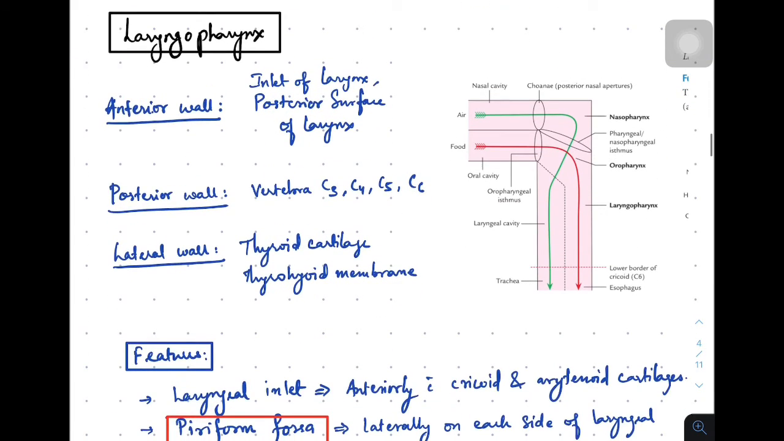Now we'll talk about the laryngopharynx. The anterior wall of the laryngopharynx is formed by the inlet of the larynx and the posterior surface of the larynx. Then the posterior wall is formed by vertebrae C3, 4, 5 and 6, and the lateral wall is formed by the thyroid cartilage and thyrohyoid membrane. As you can see here, the laryngopharynx is behind the laryngeal cavity and it extends till the lower border of the cricoid, C6.